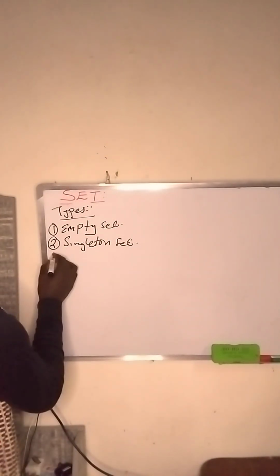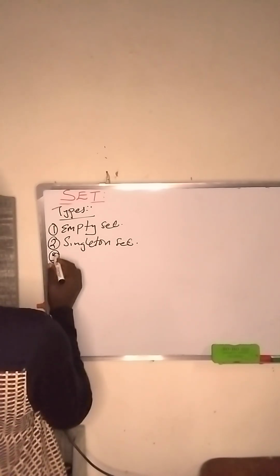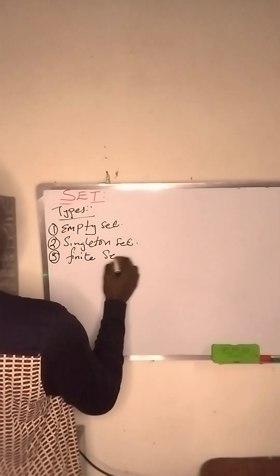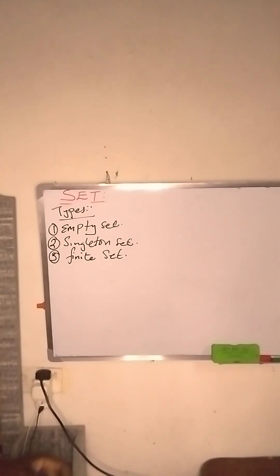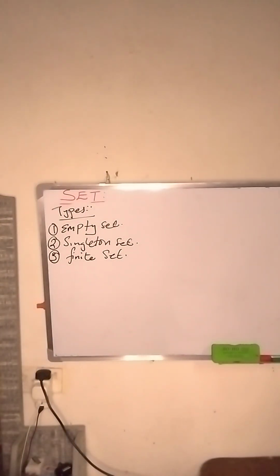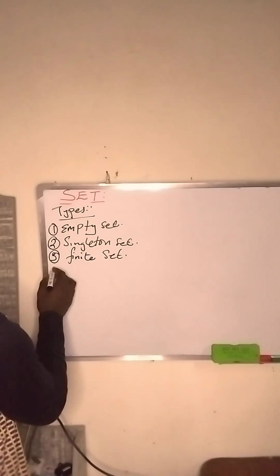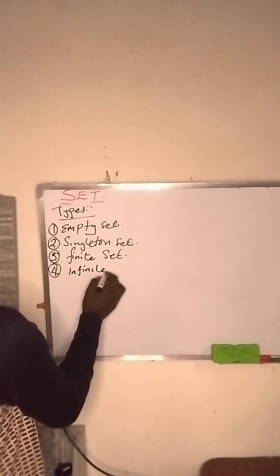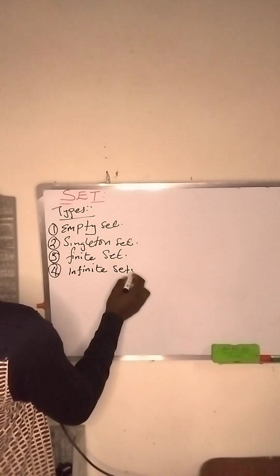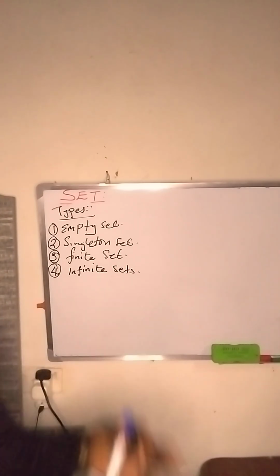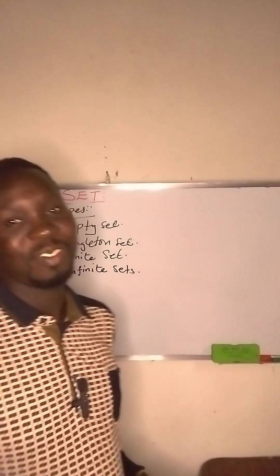Then three, we are going to look at what we call a finite set. Also, we are going to look at these finite sets, how they look like all together. That is all about finite sets. And lastly, four, we are going to look at what we call infinite sets. And we are going to look at what an infinite set is all about.